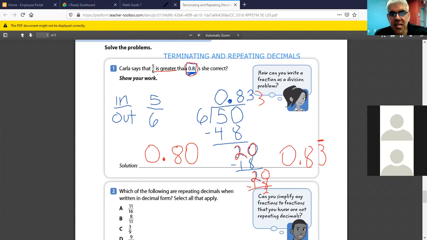So let me fix this so that I can erase this. Hopefully you had done that. If not, you know that the answer to 5 divided by 6 is 0.833 repeated. So the answer is that it is greater. It is greater.